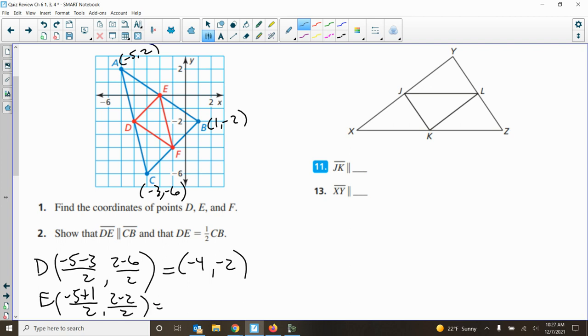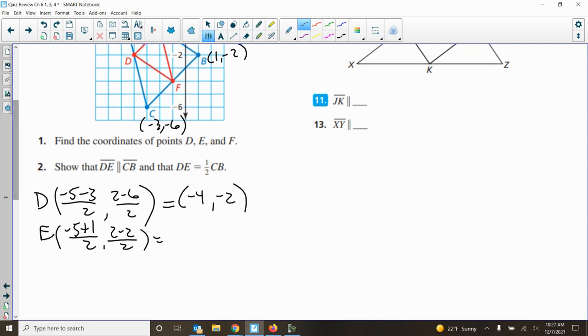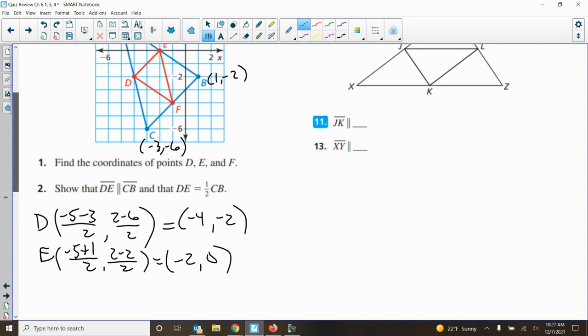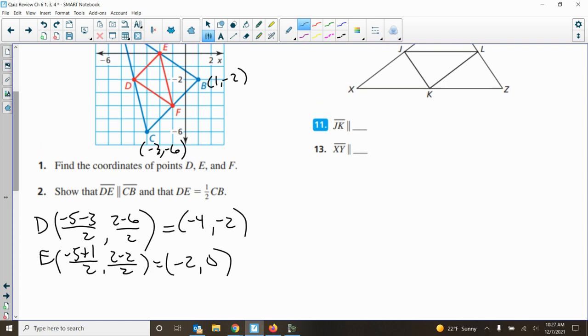Negative 2 because it's a negative. Negative 5 plus 1 is negative 4. Cut in half is negative 2. 2 minus 2 is 0, over 2 is 0. Does it look like point E is at negative 2, 0? Yes, it does. It's right here.